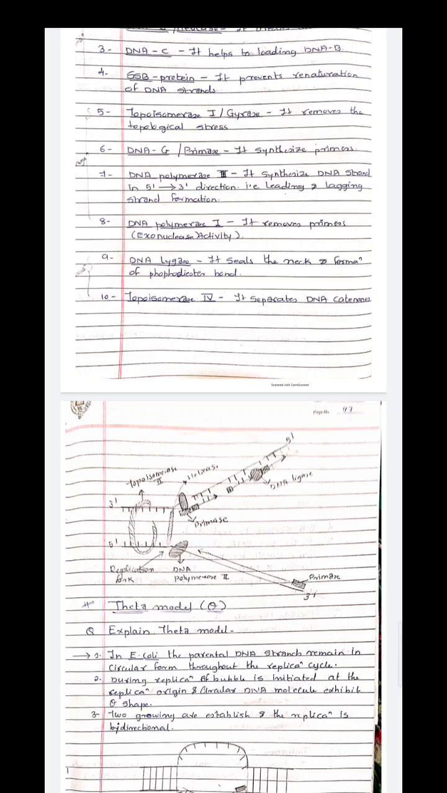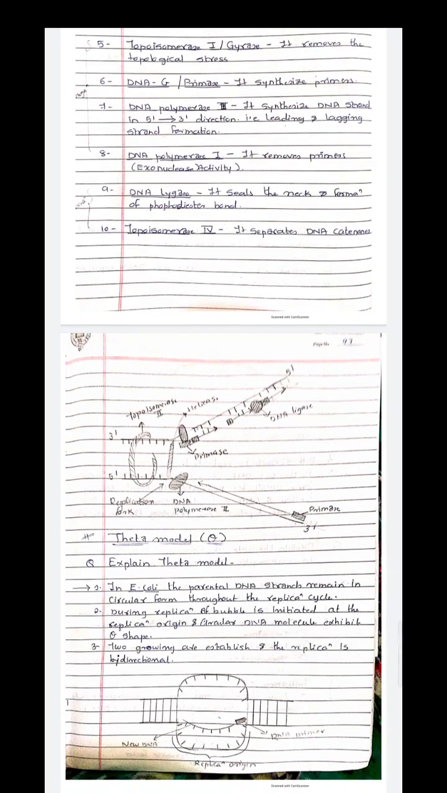So you also have to mention this with the help of a diagram. In this diagram, different names of the enzymes are placed, and you have to mention in that figure where they are working. In this, first is the topoisomerase, then DNA polymerase 3, primase, then DNA ligase, helicase. These are the different enzymes. You have to also mention with the help of the diagram.